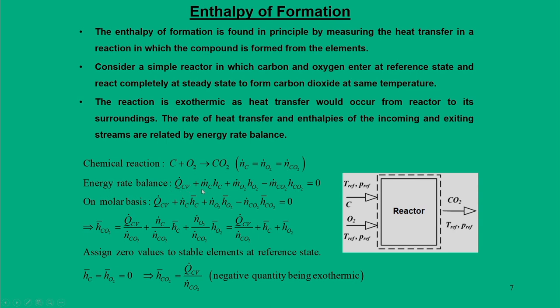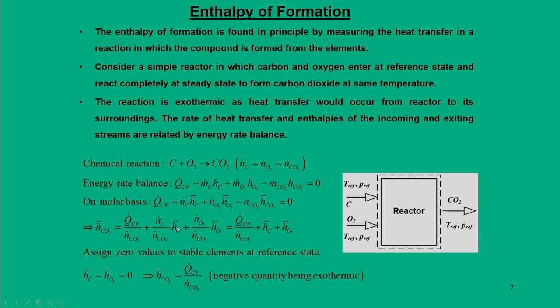Then you can write the energy balance. There is no work transfer in the system, but there is heat transfer, because it is a heat of formation, where the reaction is either exothermic or endothermic. So, Q̇_CV is in your energy balance, and then we have to work on a mass basis and a molar basis. For example, the first energy balance equation has Q̇_CV plus ṁ_C h_C, that is the mass flow rate of carbon and the enthalpy of carbon, and the mass flow rate of oxygen and enthalpy of oxygen, and the mass flow rate of CO2 and enthalpy of CO2, with a negative sign here because it is coming out. The same thing is written in molar form, where the mass flow rate is replaced with the molar flow rate of carbon, and similarly for oxygen and CO2.